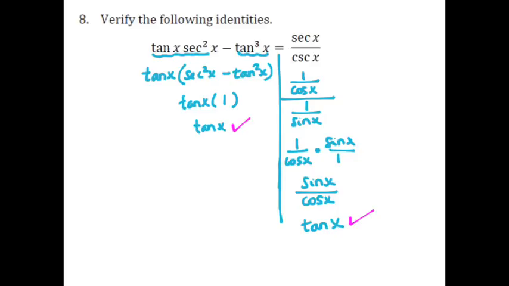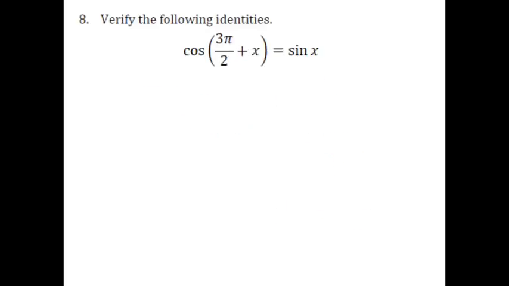Let's look at one more identity. Here we have cosine of 3 pi over 2 plus x equal to sine x. First thing that I notice here is this 3 pi over 2 plus x. So I've got two angles being added together. I think a good identity is going to be our sum identity for cosine.